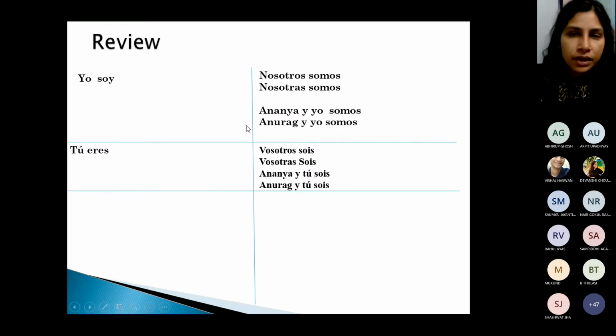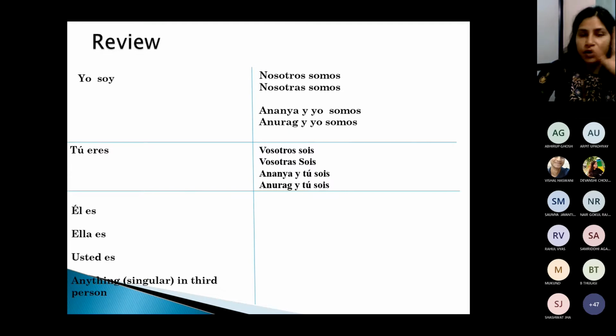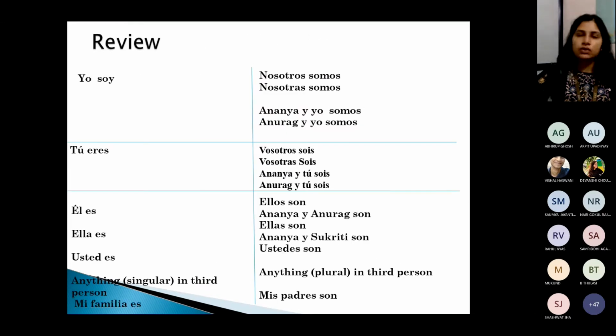So one thing you will see, no? Here yo is singular, but with yo, if somebody is coming, for example, Ananya, it will become nosotros. So that's why the conjugation will be nosotros somos. Same thing here, tú was single, as it was tú eres, but with tú, if Ananya is coming, then it becomes Ananya y tú sois, it becomes plural. Él es, ella es, or anything singular in third person, okay? Anything singular, like my family, my dog, my cat, my bottle, my mobile, anything that is singular, we will be using as third person. Ellos son, ellas son.